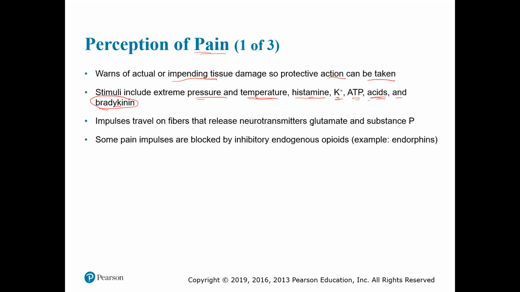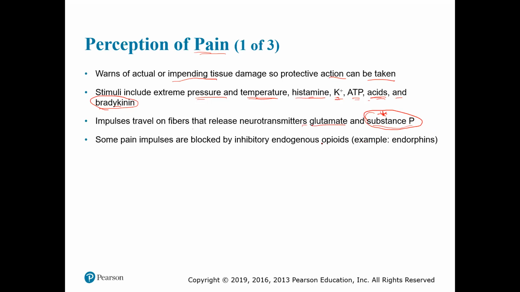Now, glutamate is an amino acid that's released in the pain pathways, but this is really more important, and this is easy to remember. Remember, substance P is released from the neurons in the pain pathways. So ultimately, substance P is what gives you the perception of something being painful.